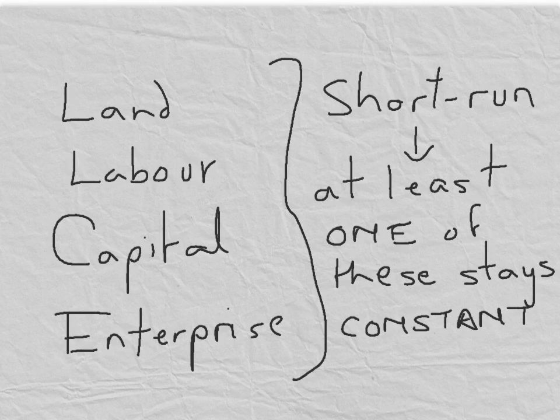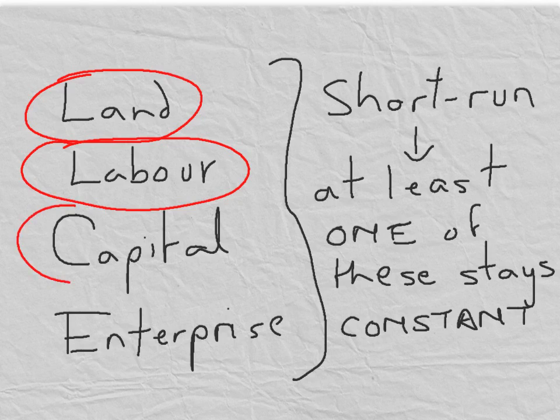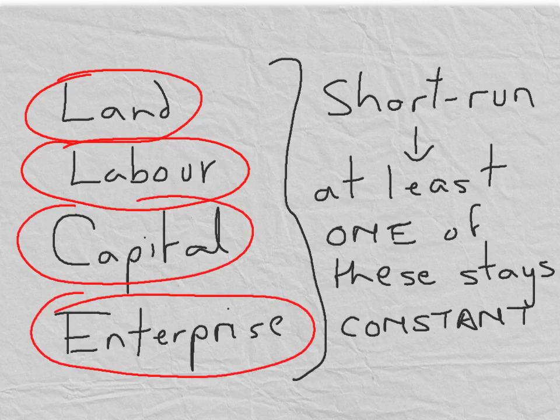In order for producers and firms to produce goods and services, they need the factors of production, such as land, labor, capital, and enterprise. Now, when we analyze supply, we analyze it in a period of time called the short run.